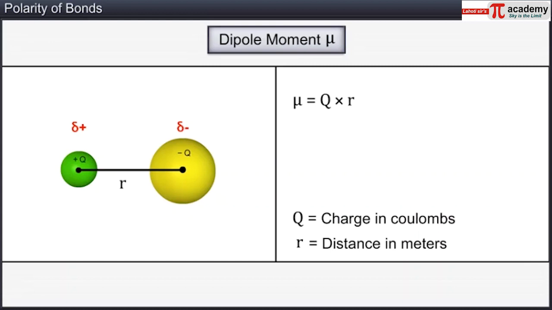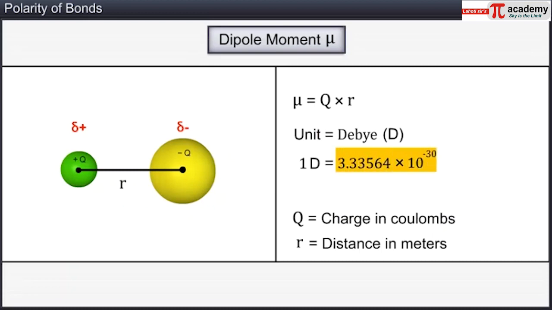Dipole moment is a vector quantity, which means it has both magnitude and direction. The unit for dipole moment is called Debye and is denoted by D. 1 D is equal to 3.33564 times 10 to the power minus 30 coulomb-meter. Dipole moment indicates the degree of polarity in a molecule.